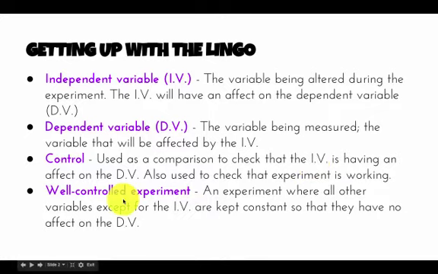And then there's another term that pops up a little bit about a well-controlled experiment. A well-controlled experiment is one where all other variables except for the independent variable are kept constant so that they have no effect on the dependent variable. So the thing we were talking about before with temperature and the effect on enzyme activity, if we wanted to check that it's just temperature having an effect on enzyme activity, we would have to keep every other variable constant that would have an effect, such as pH or amount of substrate.